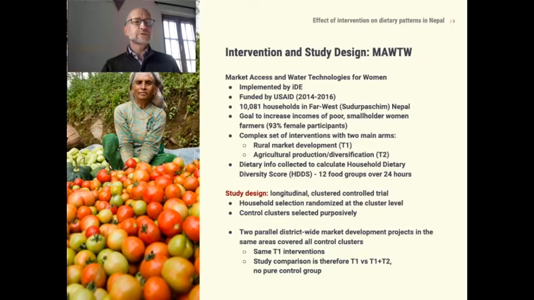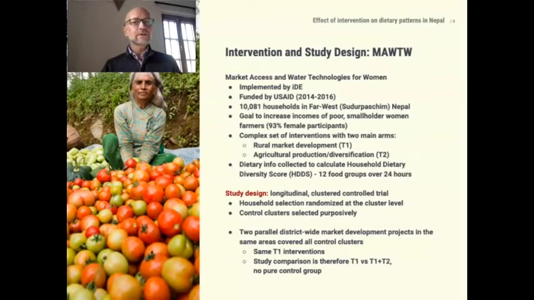The MEWTW project was active for 2 years in far west Nepal. It was implemented by IDE and had two main intervention types. The first, Treatment 1, or T1, was a market intervention organizing farmers into production groups linked to produce collection centers managed under a cooperative model. Treatment 2, or T2, was an agricultural production and diversification intervention.